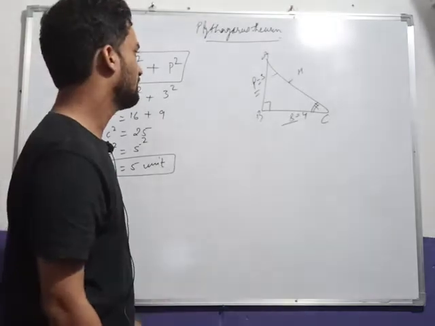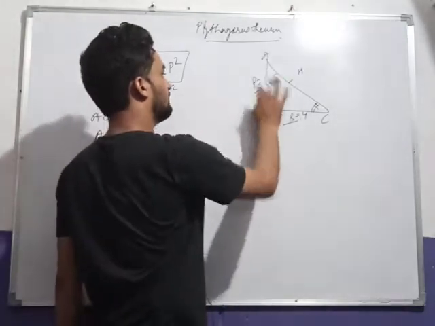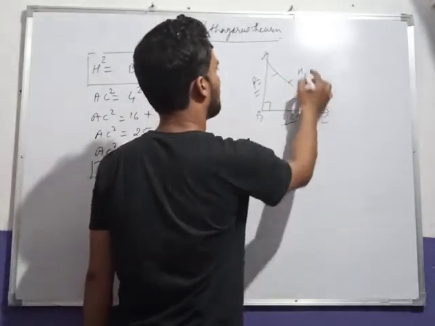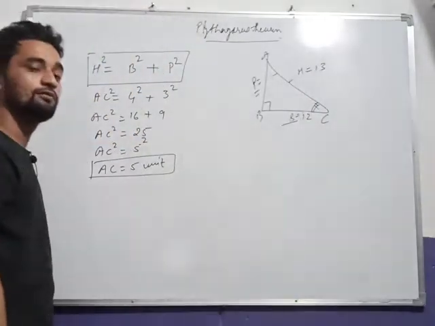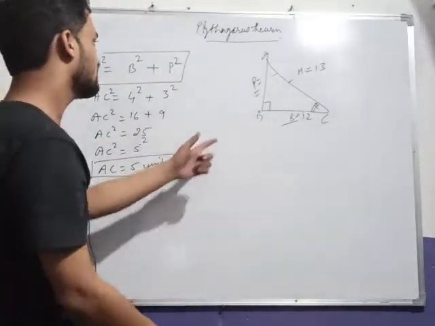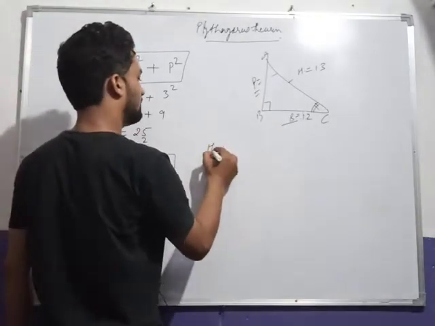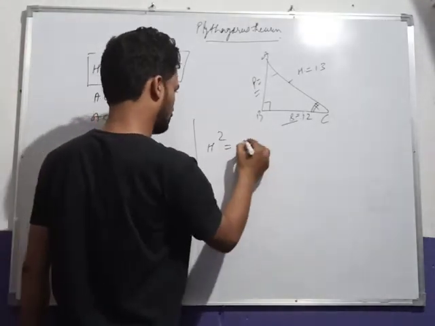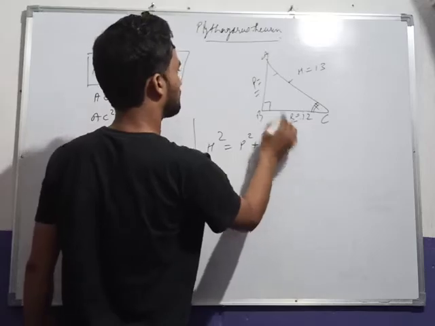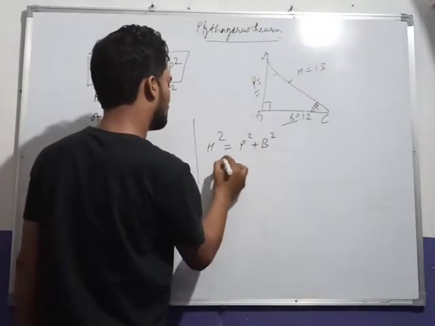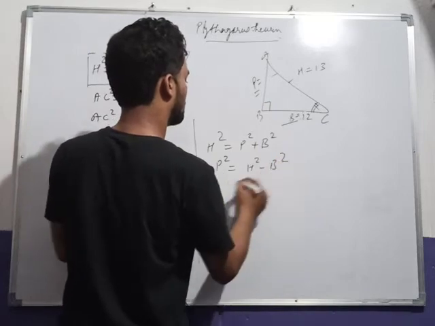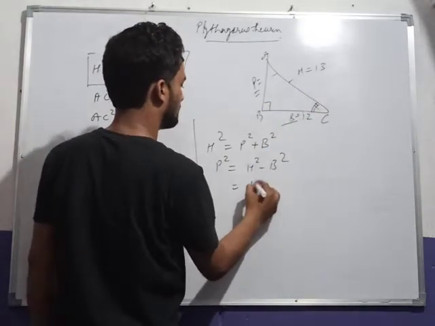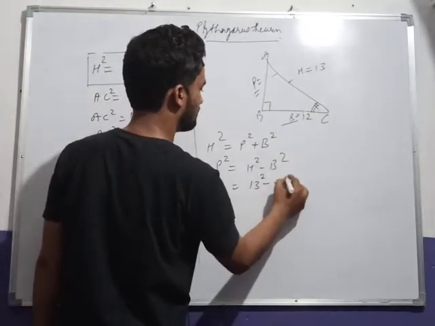Another example we can take. Suppose the base is 12 and we have the hypotenuse 13, and someone is asking you to find the length of the perpendicular. So in this case again we need h squared equal to p squared plus b squared, but we need p, so p squared must be what? This b squared will come to this side, so h squared minus b squared. The value of h is 13 squared minus base squared, meaning 12 squared.